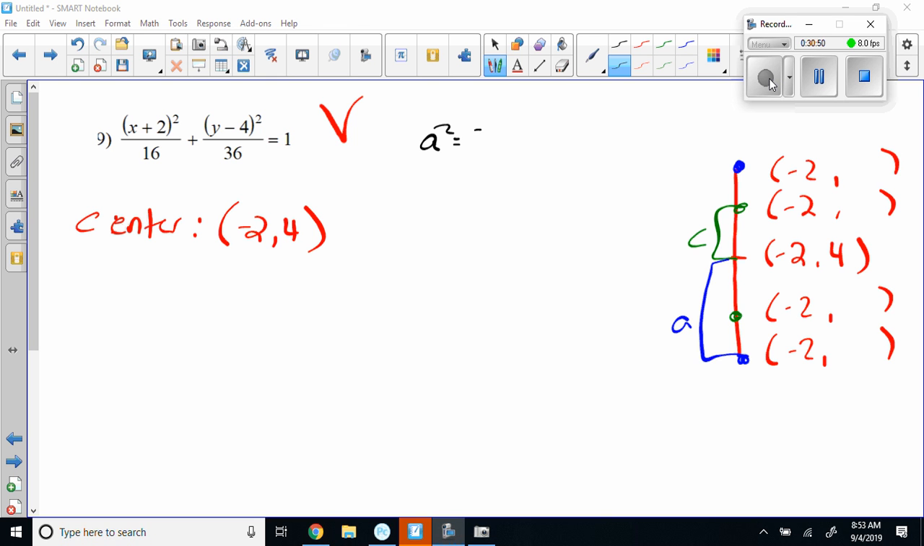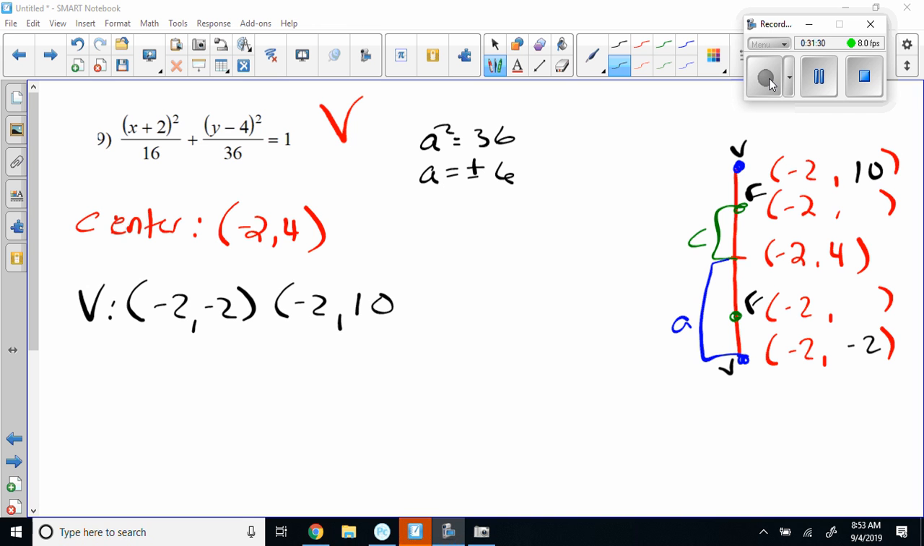A squared equals 36, so A equals plus or minus 6. This length is A. It's my vertices. If I'm at 4 and I go down 6, where am I? Negative 2, correct? Because between negative 2 and 4 is 6 spaces. If I'm at 4 and I go up 6, I'm at 10. So my vertices are (-2, -2) and (-2, 10).